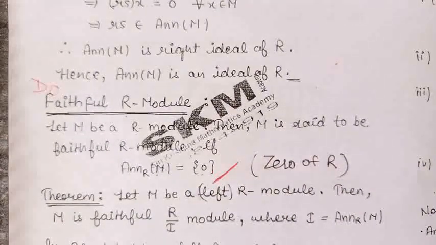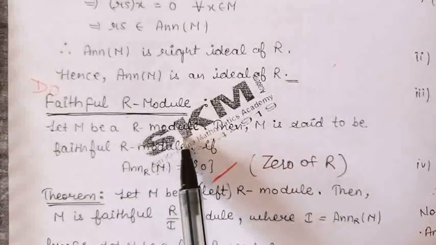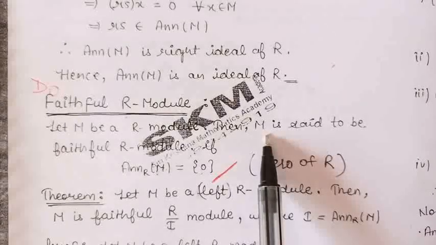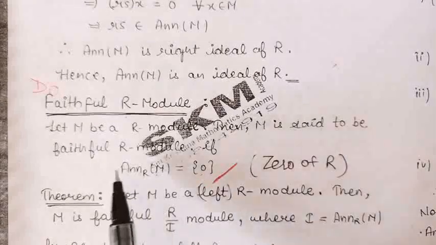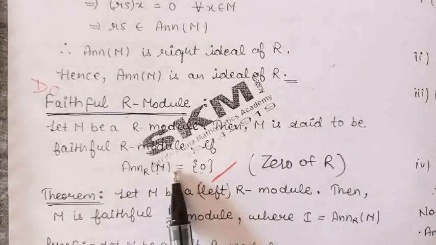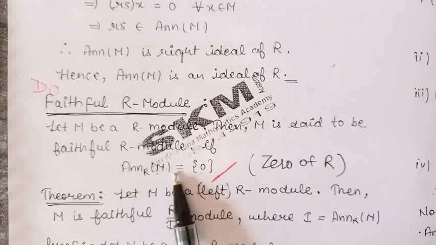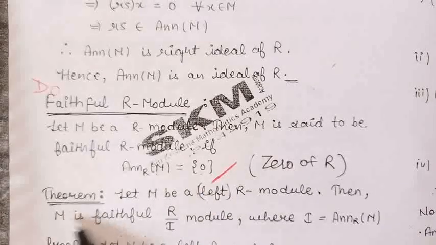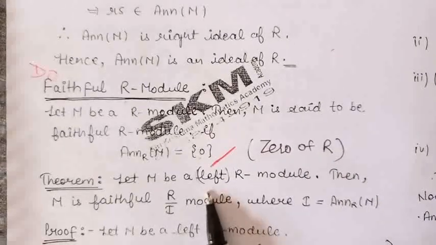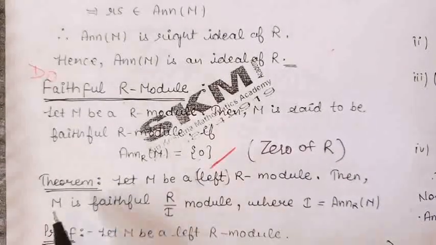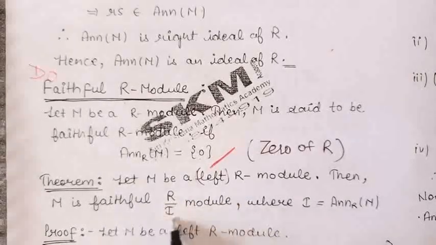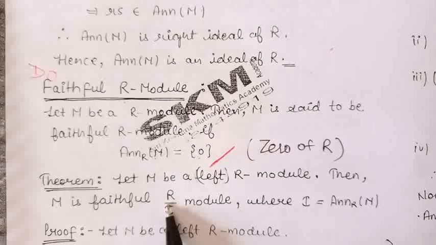Let us take M, a module over the ring R. Then we say that module M is a faithful R-module if the annihilator of module M is 0 of ring R. Now our next theorem: M is a left R-module, and we are to prove that M is a faithful R by I module. Here I is the annihilator of the module M.